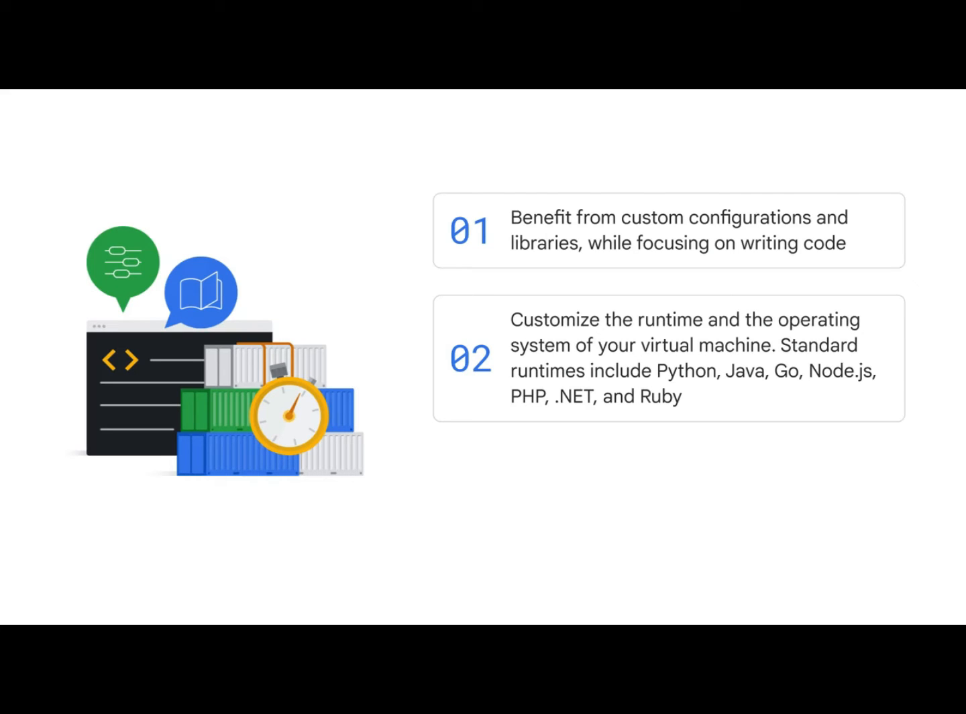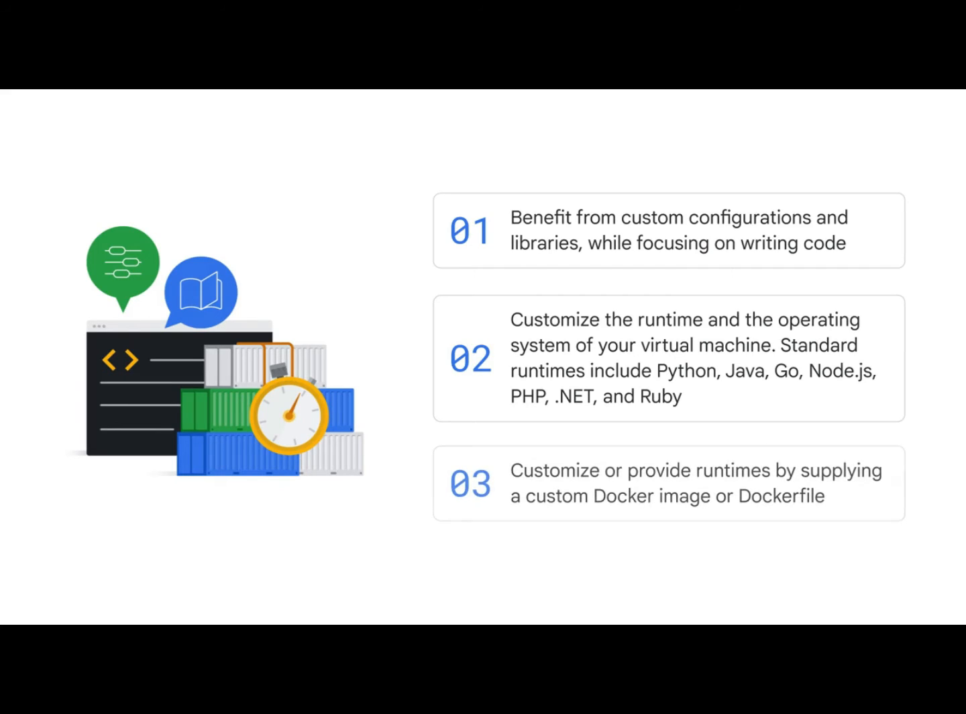As in App Engine standard, supported runtimes include Python, Java, Go, Node.js, PHP, and Ruby. However, in App Engine Flexible, developers can also use different versions of these runtimes or provide their own custom runtime by supplying a custom Docker image or using a Docker file from the open source community.